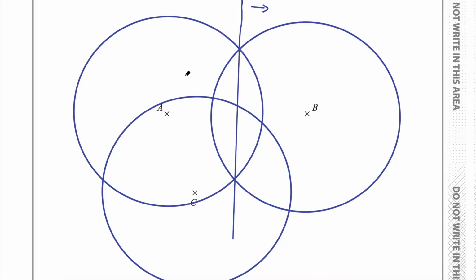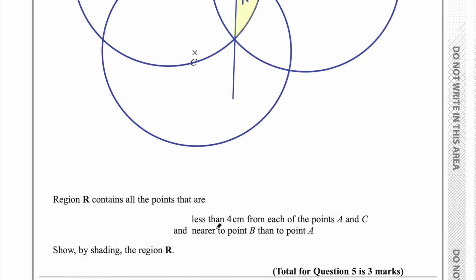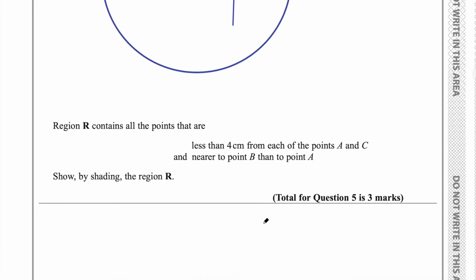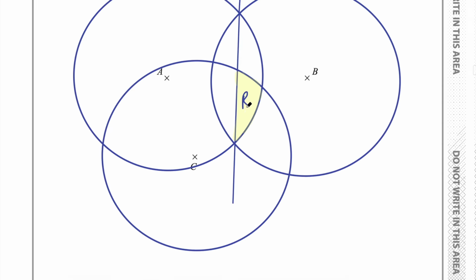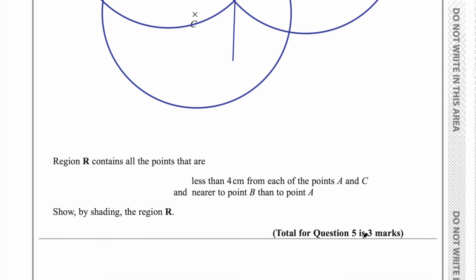And also it needs to be within 4 centimeters of A and within 4 centimeters of C. Now the only region that satisfies all of those criteria is this one in here. So even though I haven't got a compass and these measurements are probably wrong, your diagram should look similar to this with this region in here shaded, and that would be R. So just double check those conditions: less than 4 centimeters from each point, which is those circles, and nearer to point B than point A. So that would be R in there. And that was question 5 for 3 marks.